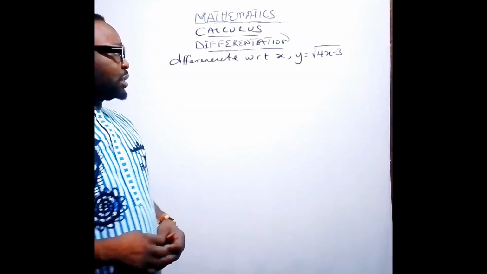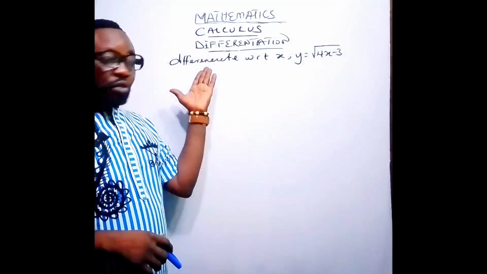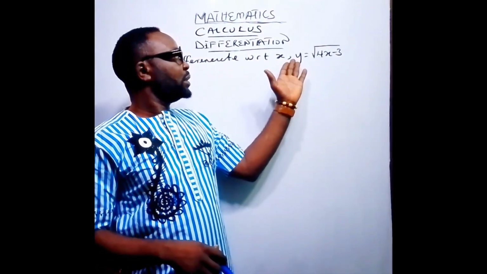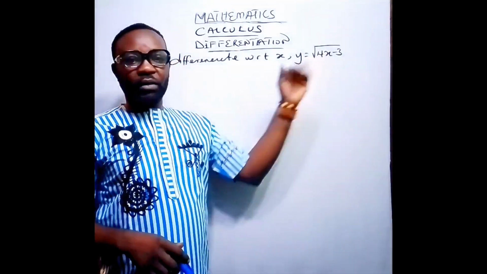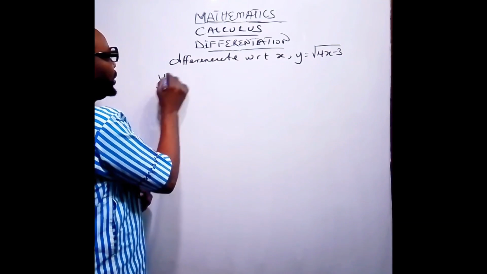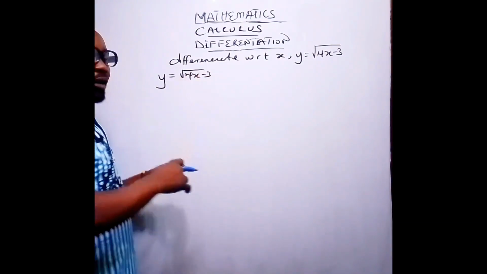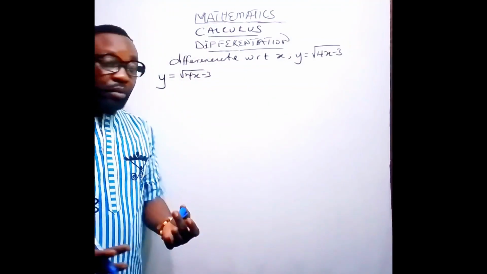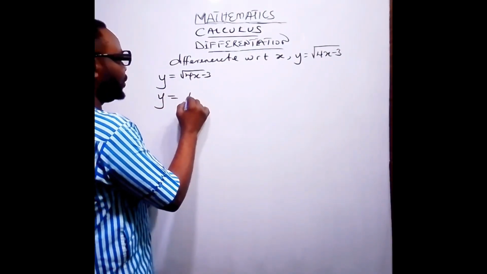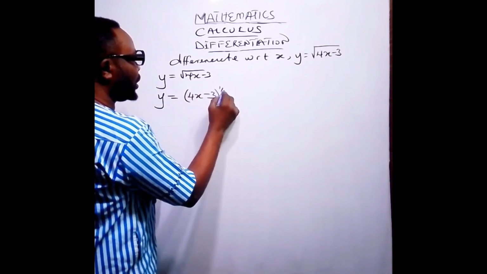Let's take a look at this question under calculus, which is obviously a differentiation question. The question says differentiate with regard to x, y equal to root of 4x minus 3. Now, for this question, I have to put it in a simpler form, to become y equal to (4x minus 3) raised to the power of half.